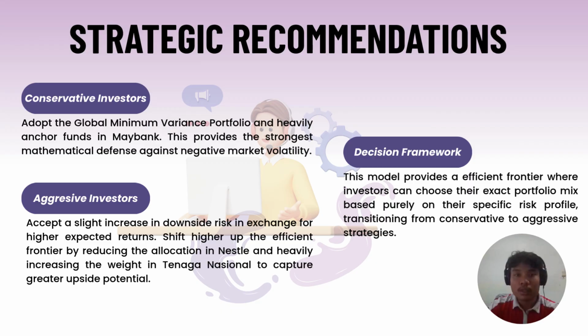Based on our empirical analysis, our primary recommendation for conservative investors is to adopt the global minimum variance portfolio. By heavily anchoring our funds in Maybank, we provide the strongest mathematical defense against negative market volatility. However, for aggressive investors willing to accept a slight increase in downside risk for higher expected returns, we recommend shifting higher up the efficient frontier. This involves reducing the allocation in Nestle and heavily increasing the weight in Tenaga Nasional to capture greater upside potential.